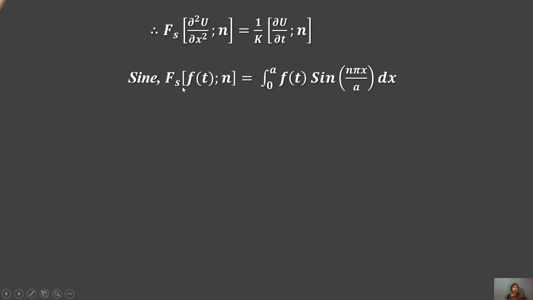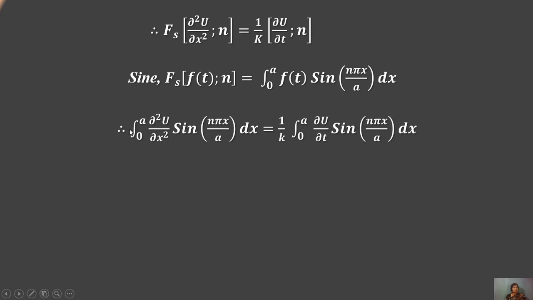Then the transform of f(t) is the integration from 0 to a of f(t) sin(nπx/a) dx. Then we put the value: the integration from 0 to a of ∂²u/∂x² sin(nπx/a) dx equals (1/k) times the integration from 0 to a of ∂u/∂t sin(nπx/a) dx, where k is a constant.